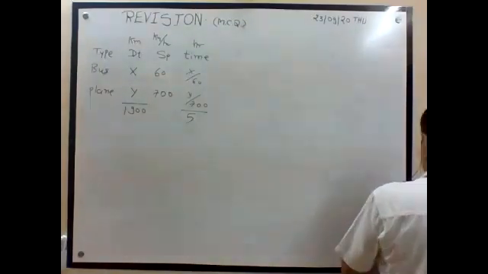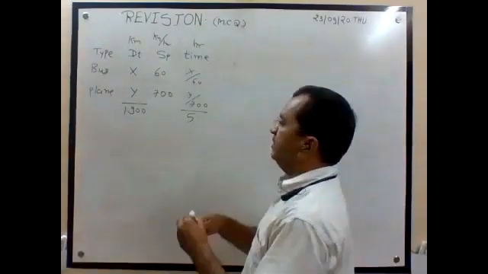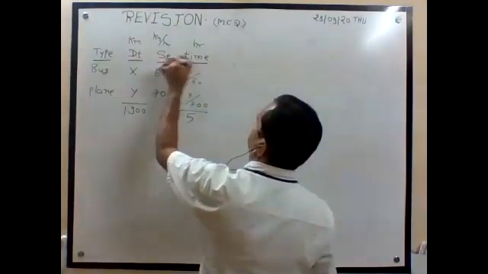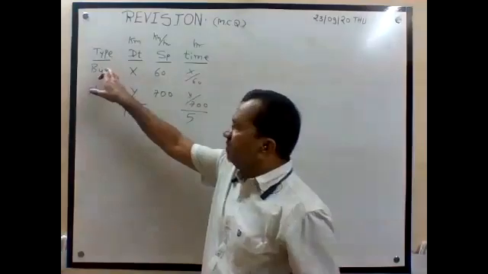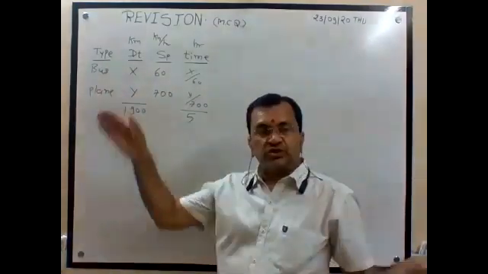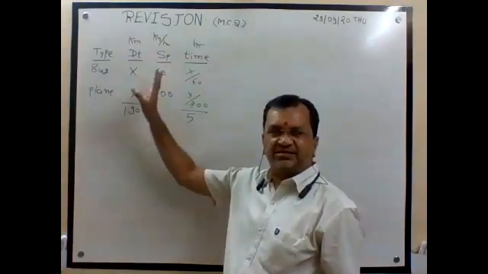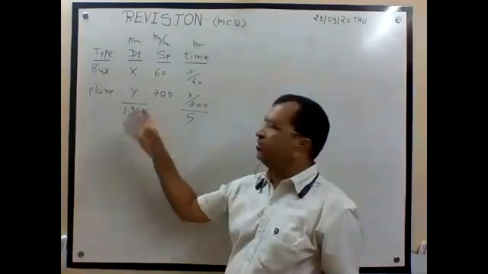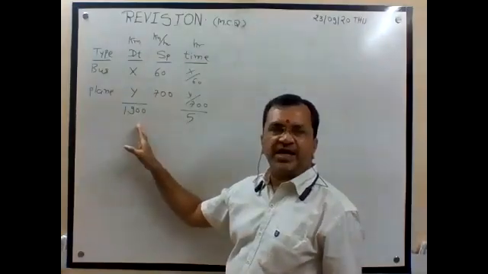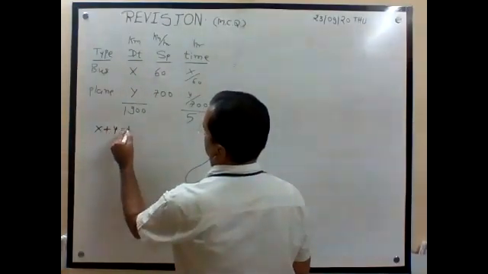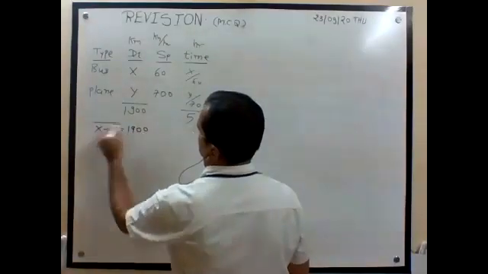This is the question only. Type of the transport, distance travel, speed, time. By bus, by plane, total 1900. Here by bus how much? We don't know, x. By plane how much? We don't know, y. But the total is 1900. So x plus y is 1900.